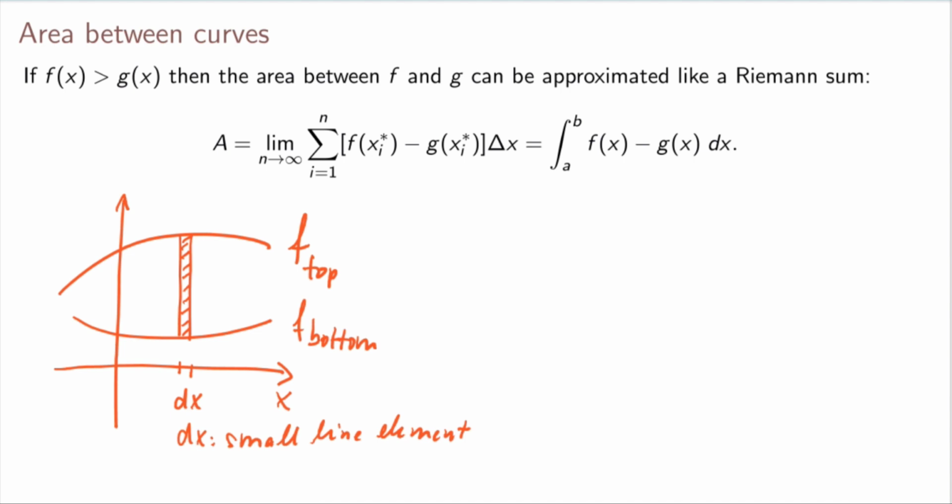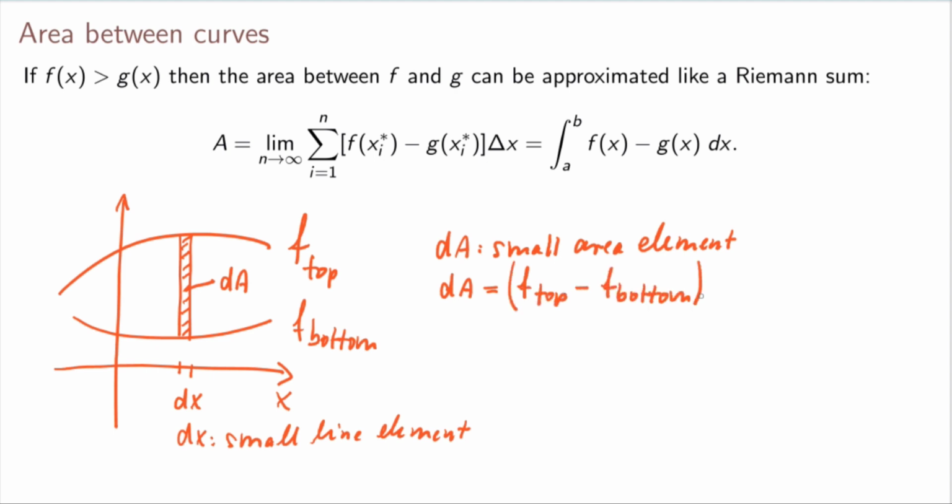Then I can easily compute the area by multiplying this small line element with the distance here from top to bottom. So the area in this little bit I call dA, where dA is a small area element. And so then I'd simply write dA, the small area, would be f top minus f bottom, times the width, and the width is a small line element, so it's dx. So dA is f top minus f bottom times dx. And then to find the entire area between the two curves, I just add up all these little dAs. And adding, as we have seen, is actually integration.